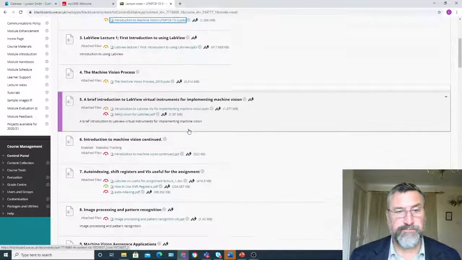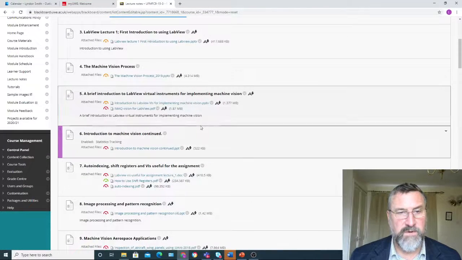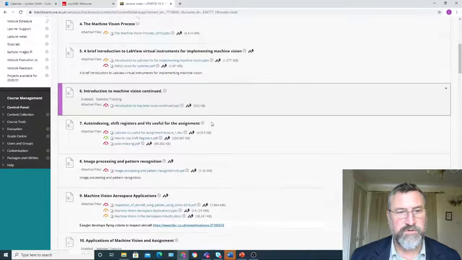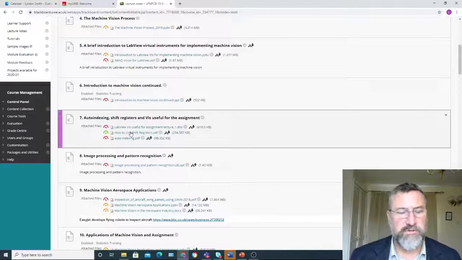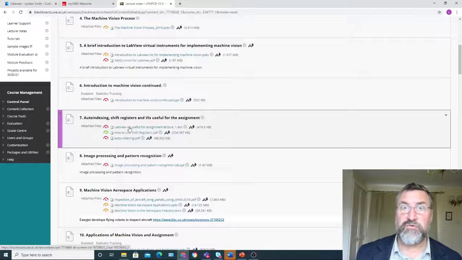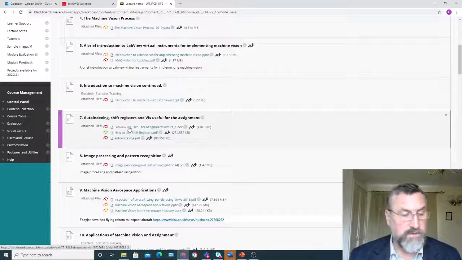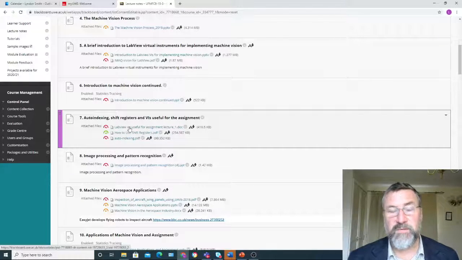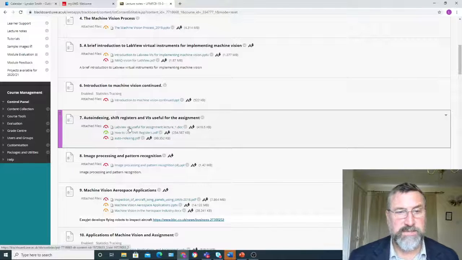And then talking a lot about LabVIEW and how it works, carrying on with introduction to machine vision. And what I tried to do in some of the lectures, of course, was give a few hints about useful techniques you can use in LabVIEW. So, as you know, it's a G programming language. So the idea of auto-indexing and shift registers are not terribly obvious things. So I did spend a little bit of time emphasizing those, really, to get that idea across.